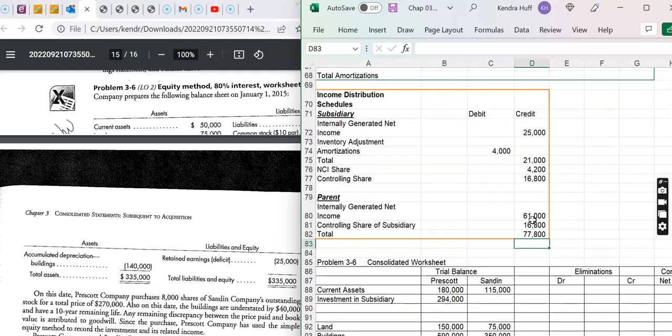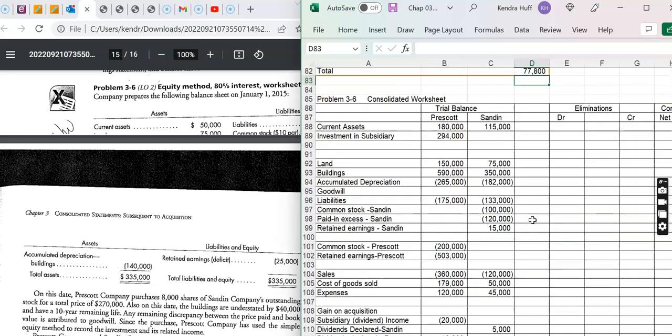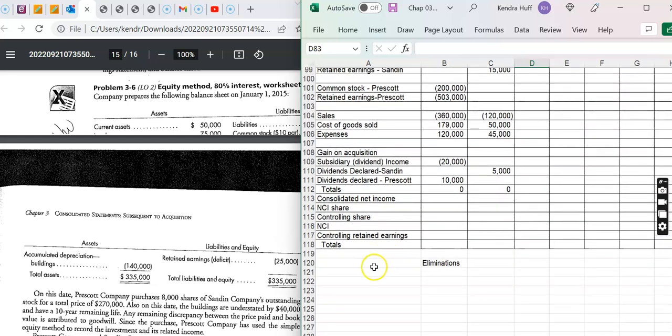All right. Now I need to do all the eliminations. Okay, let's see. So I'm going to do CY1, sub income, and credit the investment. And it's this 20,000.